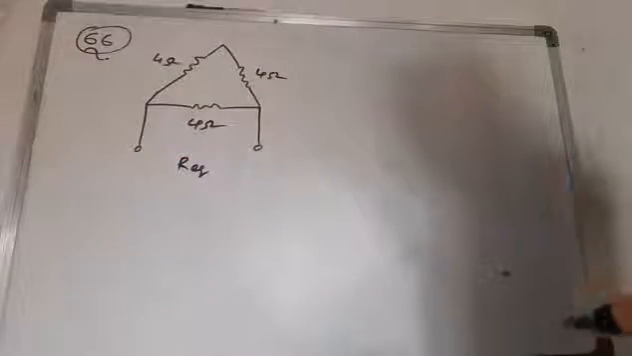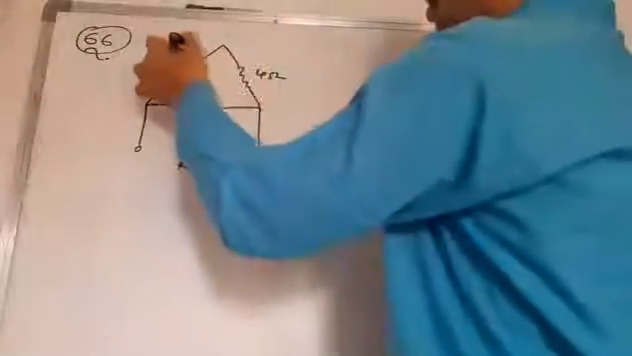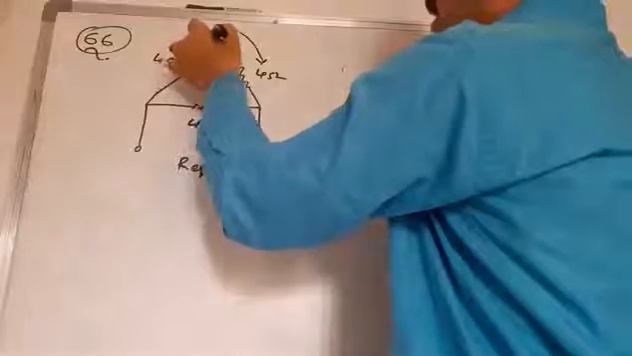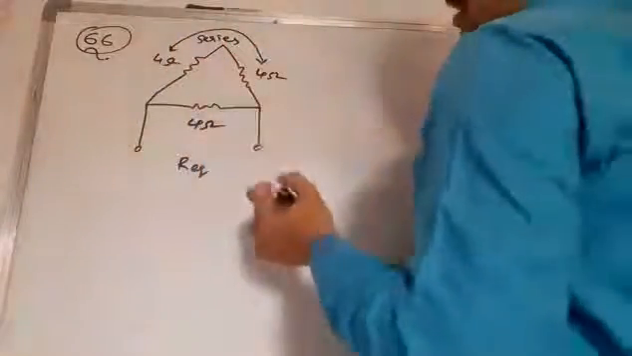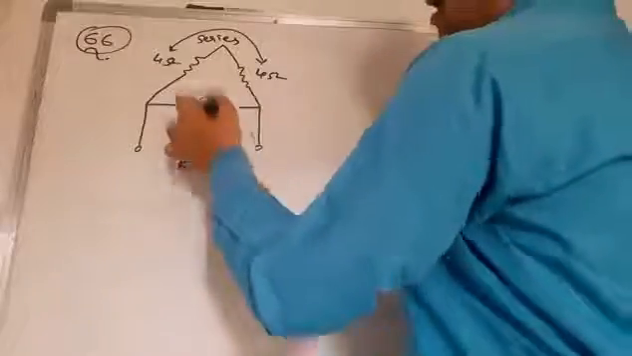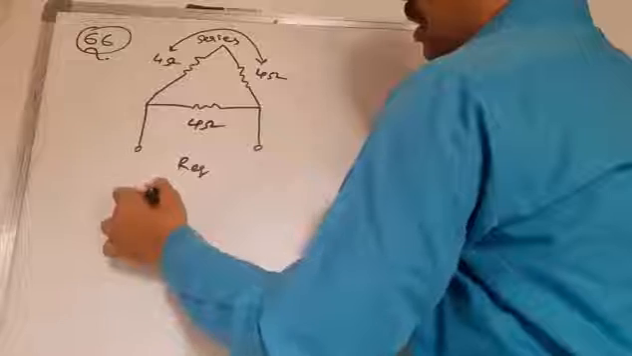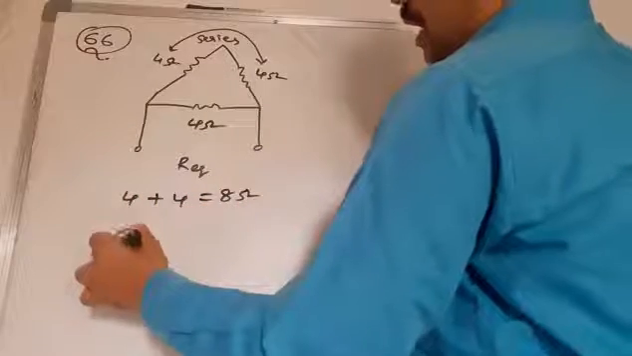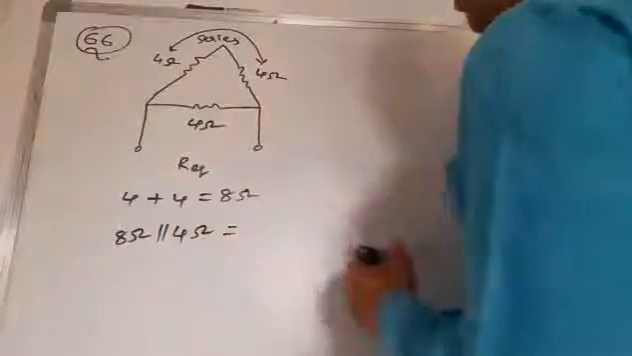He is asking what is the equivalent resistance of the circuit. Initially we know that these 2 resistors are in series. They are connected in series because the same current flows through the resistors, and these 2 resistors combined are parallel with the 4 ohms. So initially we get 4 plus 4 is equal to 8 ohms, and 8 ohms is parallel to 4 ohms.